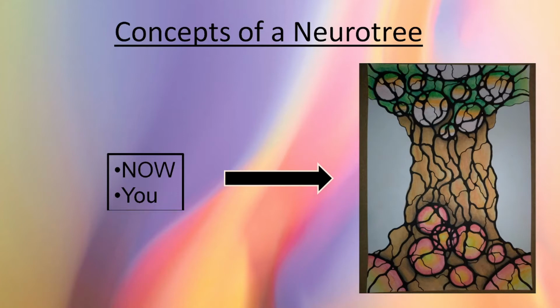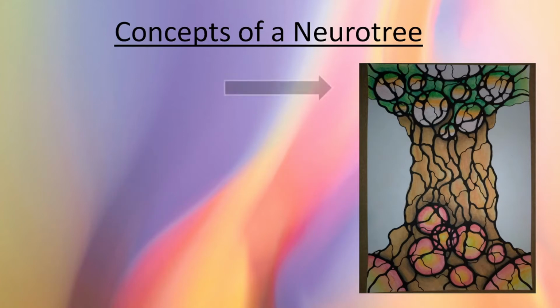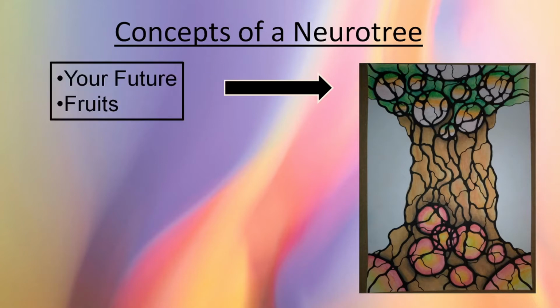And then next is the crown, where you have your fruits, your leaves. And in Neurotree, if you really feel like you want to draw some leaves and your crown, please go ahead. You don't have to, but you can. So it represents your future. Okay? The fruits are what you will get when your wish or your dream comes true.